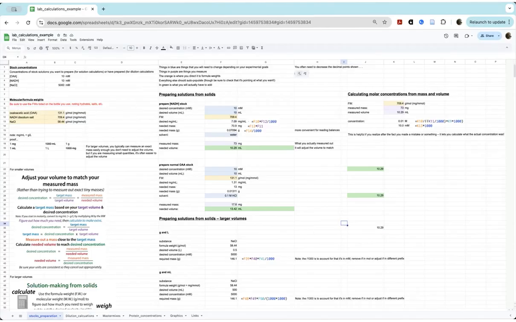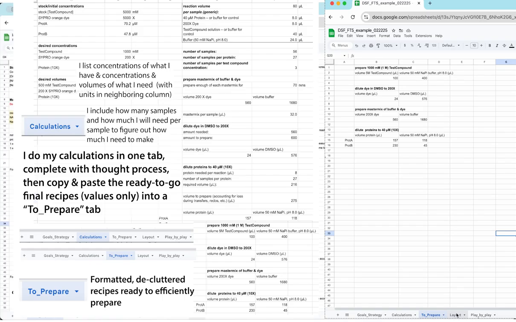Typically, I'll have a to-prepare tab for my experiments. If you look at the experimental spreadsheet, you'll see it. That's where I copy just the values, to have a go-to guide of, okay, this is what I need to do, without having to see all the calculations.